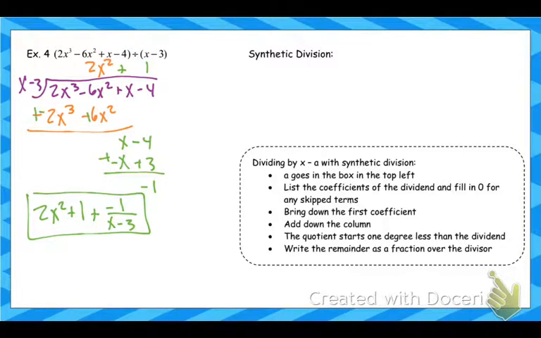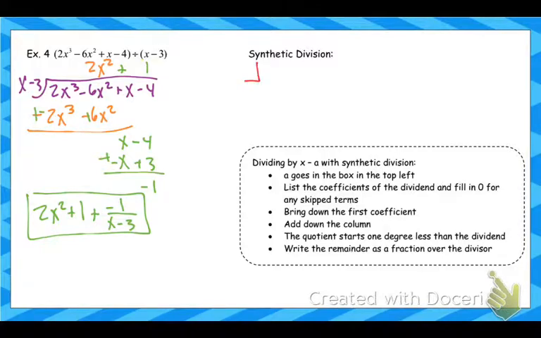So on this question, we're actually going to look at another method we can use for division. Now this method's a little bit faster, most people like it a little bit better, but it only really works in certain cases. And that case is when we're dividing by x plus or minus a number. So if you're dividing by x minus 3, x plus 7, x plus 10, x minus 6, then we can use synthetic division.